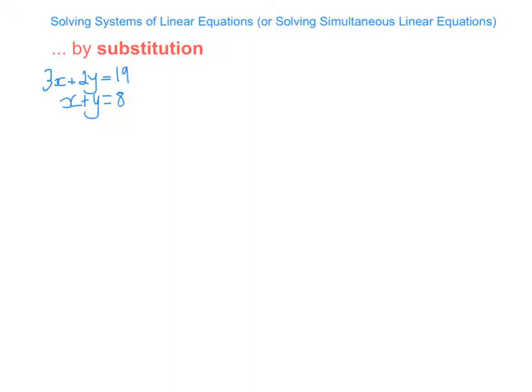In mathematics, we're often interested in how relationships interact with each other or connect with each other. And one of the ways we do this is by solving systems of linear equations, which are sometimes called simultaneous equations. So we get two equations like this: 3x plus 2y equals 19 and x plus y equals 8.